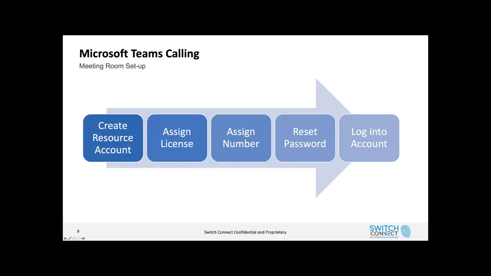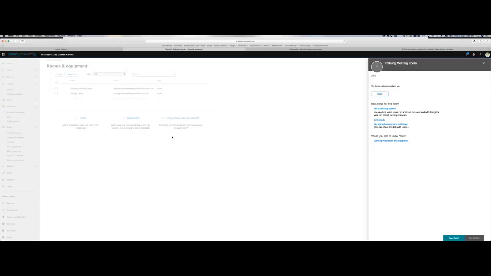So we've created the resource account and assigned the license. Now, if you want to assign a direct phone number to it, you use the exact same command as you use for provisioning Teams calling. You use Set-CsUserOnline, enable Enterprise Voice by PowerShell, and assign it a phone number. It's exactly that same command.